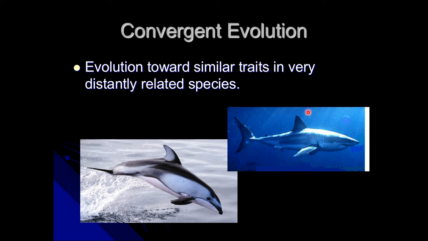A shark is a fish, and a dolphin is a mammal, so they are very distantly related, but they have similar body shape, similar fin placement, and similar coloration because they both have evolved the best traits possible in the oceanic environment.